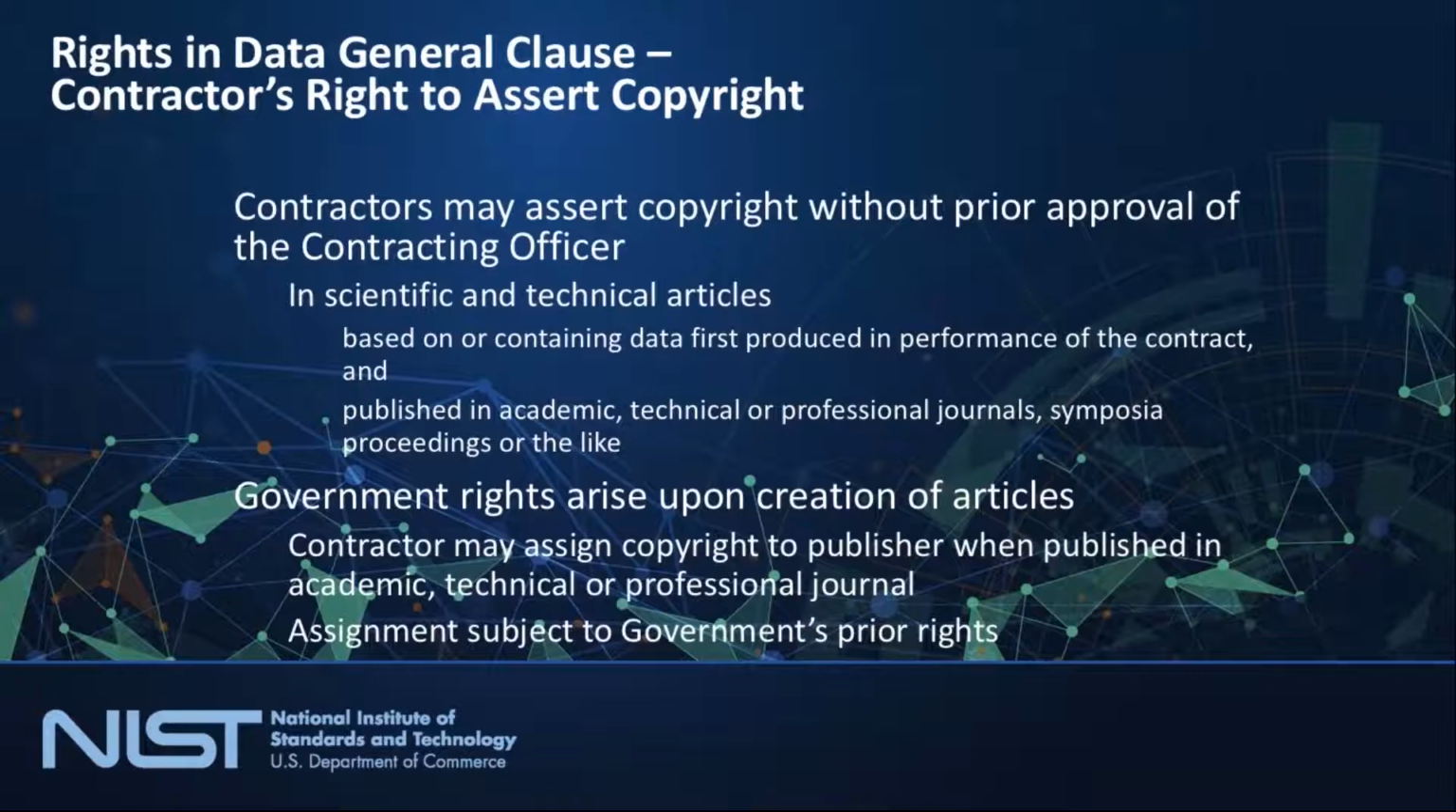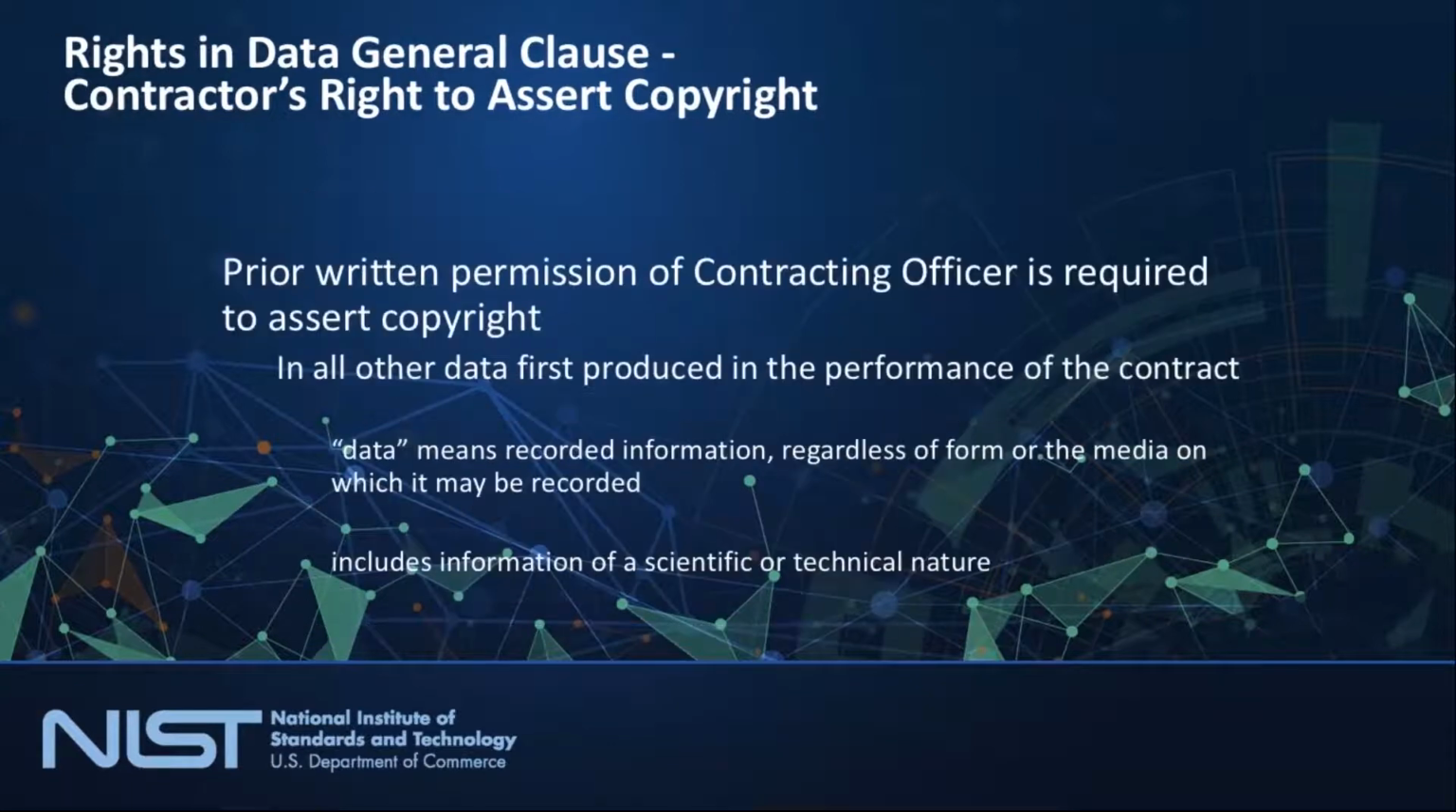At that point of assignment, the government gets some rights. They spring out when the articles get created, and the government gets a use license. And all other data, if it's not going to end up in a journal article, then you have to get permission from the contracting officer to assert copyright in that. The reason is that the contracting officer might say, wait a minute, these data are ours, you're not going to be able to assert copyright, they belong to the government. And that's going to be a function of the way the contract has been written.